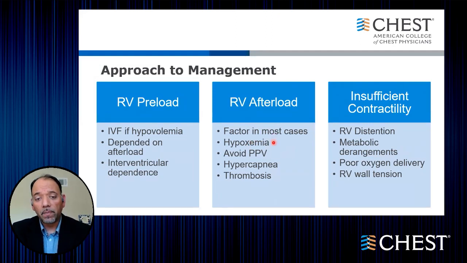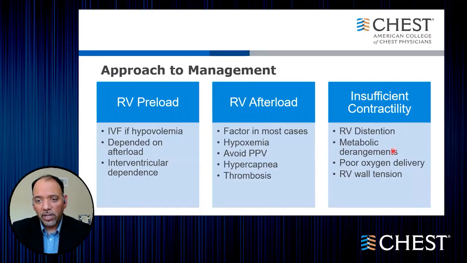And the mechanisms are usually going to be hypoxemia from the conditions mentioned before, hypercapnia, and thrombosis, perhaps. But the thing you have to be aware of is try to avoid positive pressure ventilation as much as you can. Now, obviously, if the patient is in extremis and needs to be intubated for airway protection or hypoxemia, hypercarbia, then you're going to have to do it. But that carries its own risks, putting someone on positive pressure ventilation who's got severe RV afterload increase.